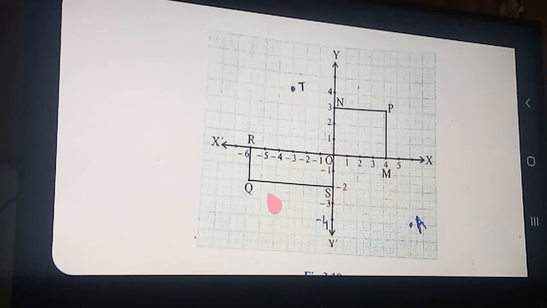Clear? And the next point you can see here. What is its x coordinate? You say, what is its x coordinate? 4.